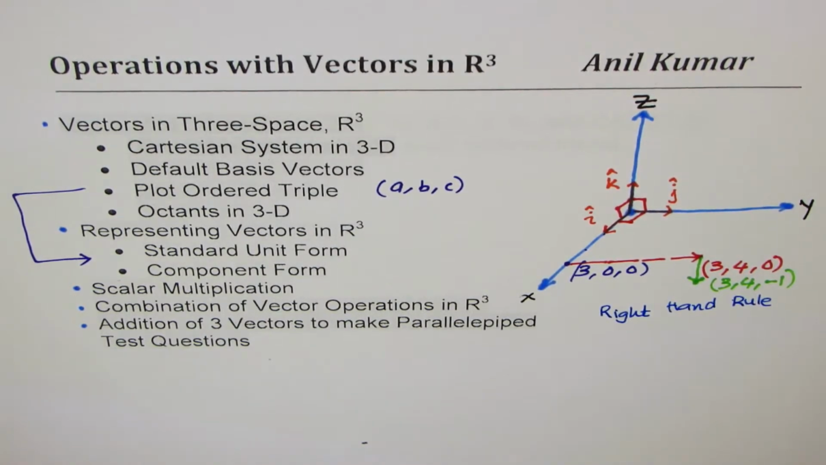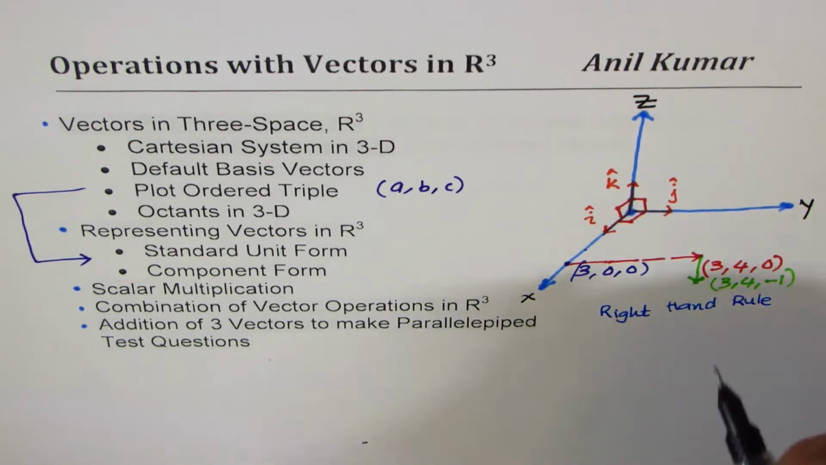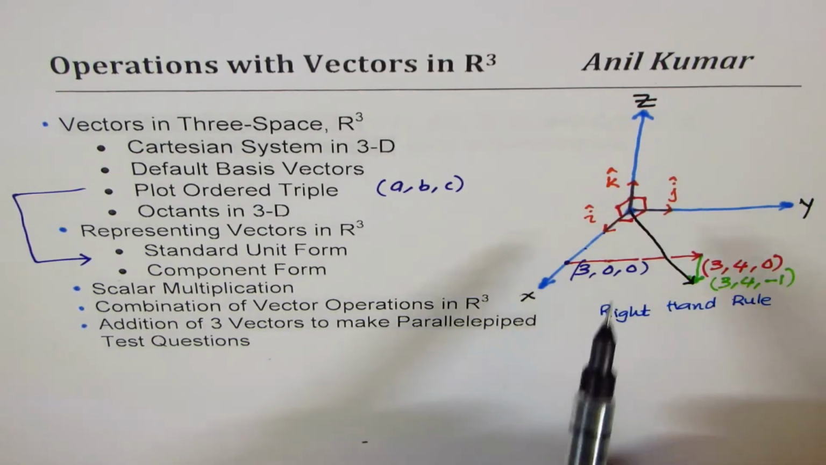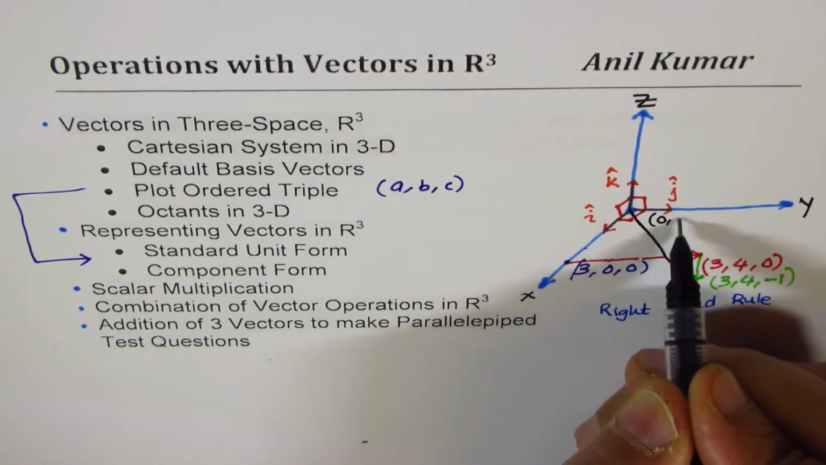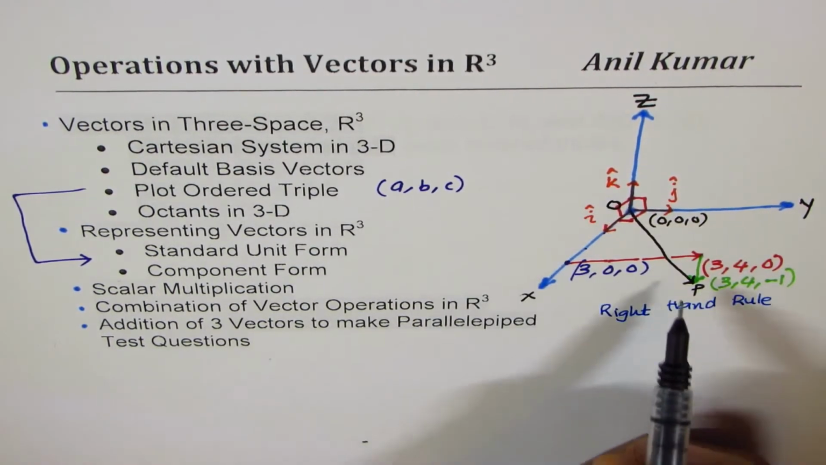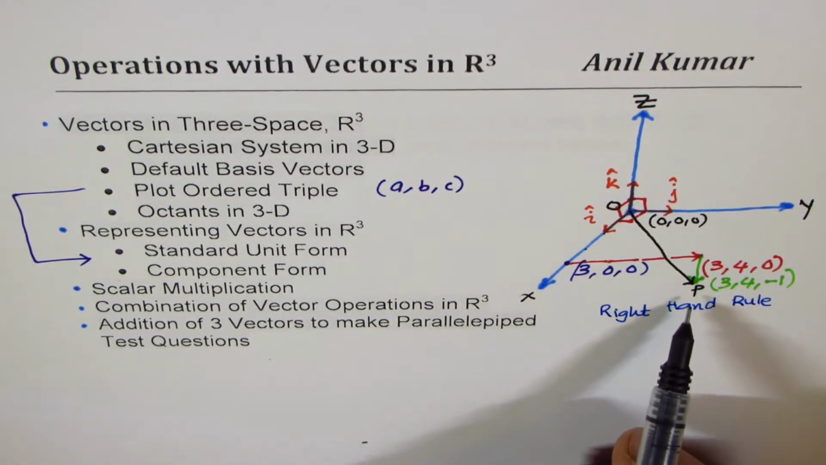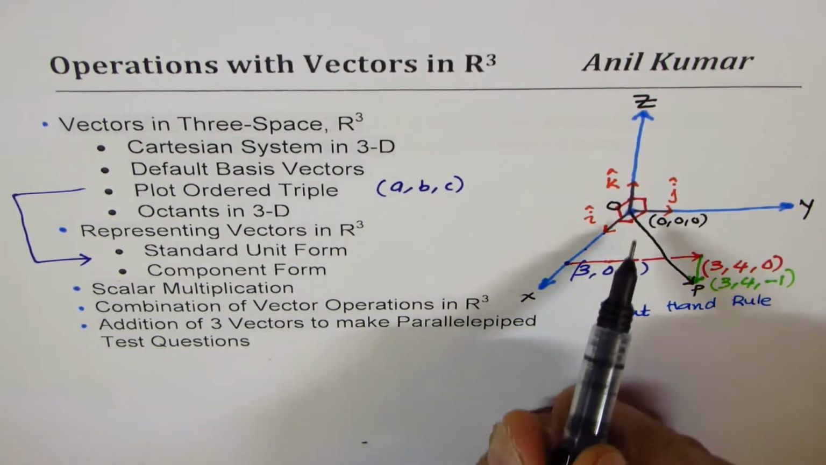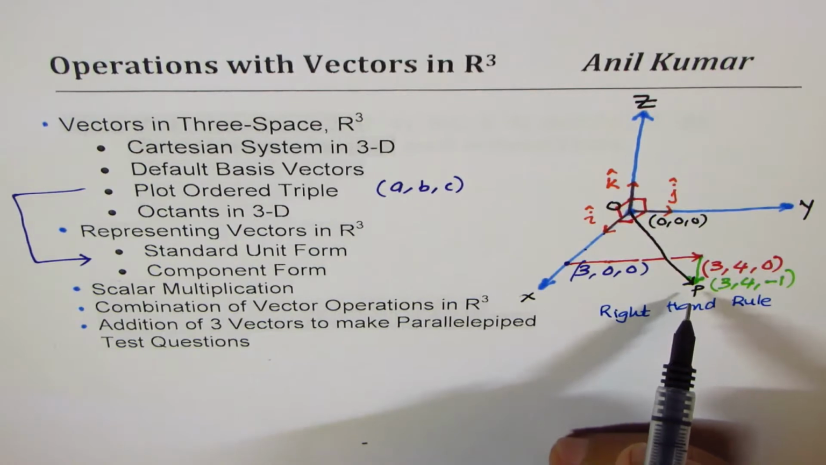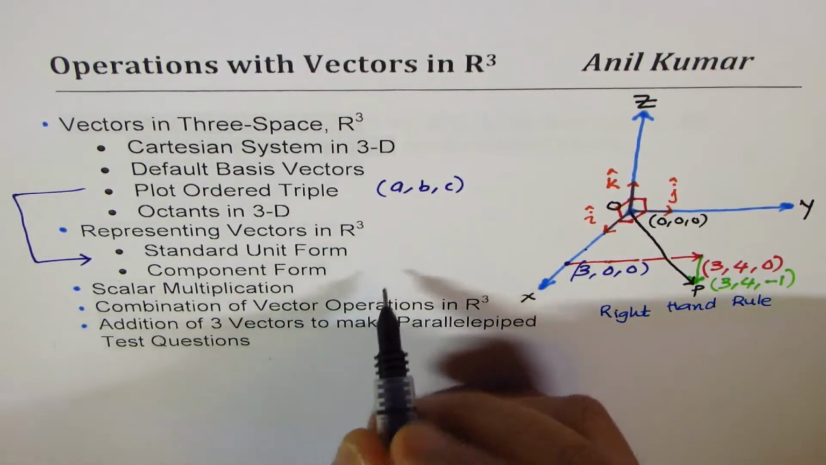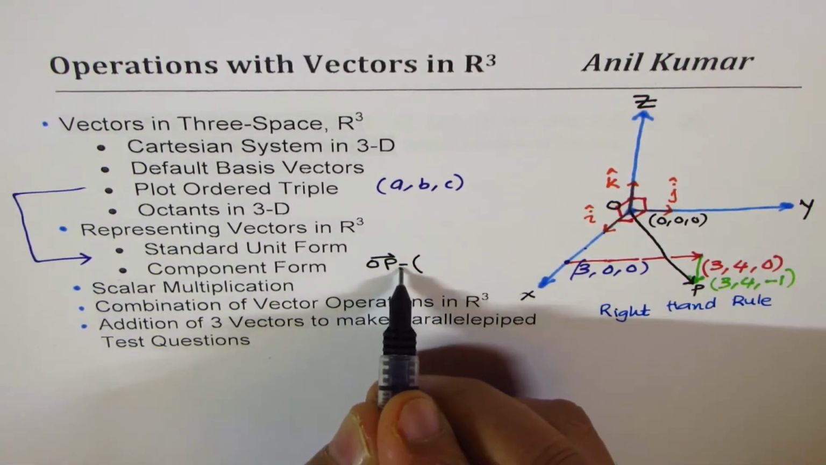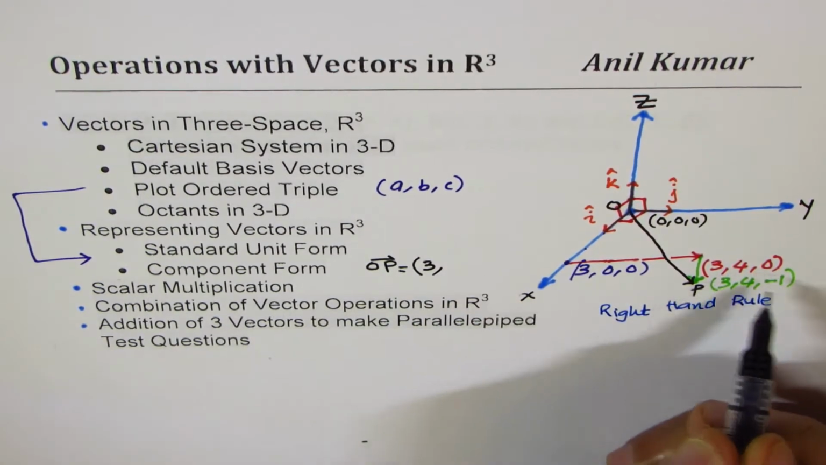Now, if I connect this point with the origin, with the tail at the origin, which is (0, 0, 0), and the head at this point, let me call this P and the origin O. In that case, the vector OP is represented in 3D. In component form, I will write OP equal to (3, 4, -1).